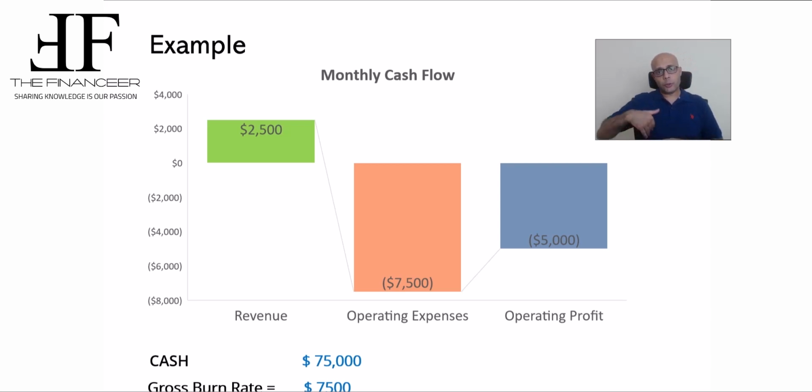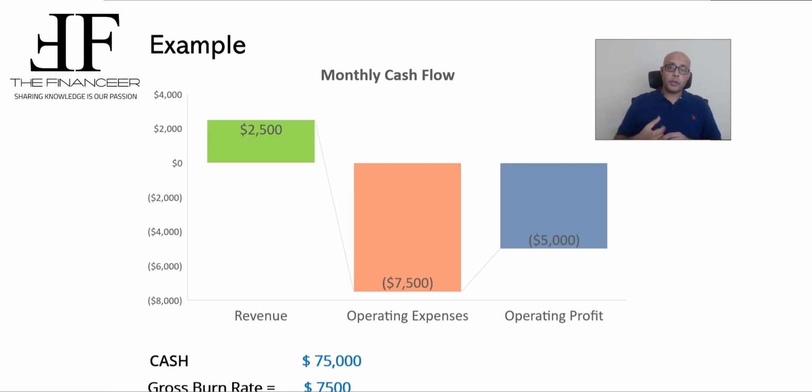Now, if you would like to go one step ahead in this example, and if you know that the cash balance in the company is $75,000, can we calculate the time left for this business before it runs out of cash? Let's calculate it. If you know that the cash balance is $75,000 and the gross burn rate is $7,500, simply you have 10 months before you run out of cash in this company. So now you have 10 months.